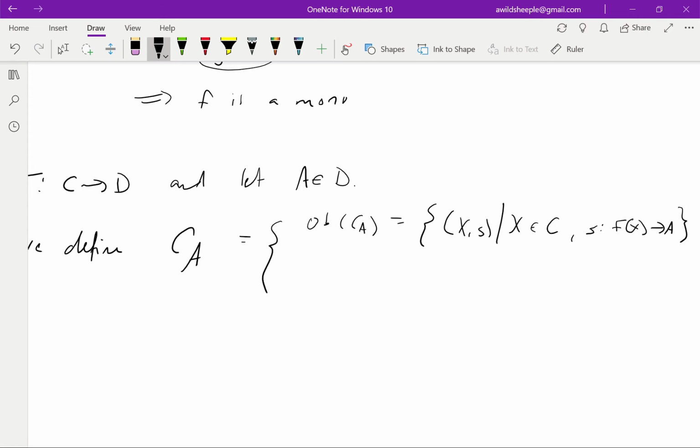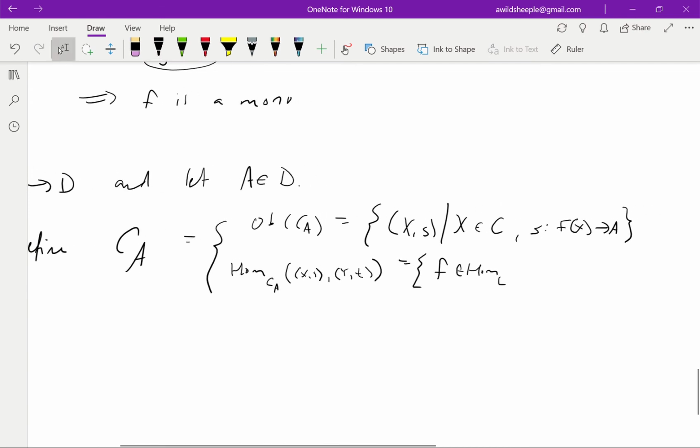And Hom in C_A between two pairs, eventually we will suppress reference to all of the morphisms, but for now we're going to write this out, consists of the functions f, which are just in Hom_C, such that t is equal to F of f composed with s.